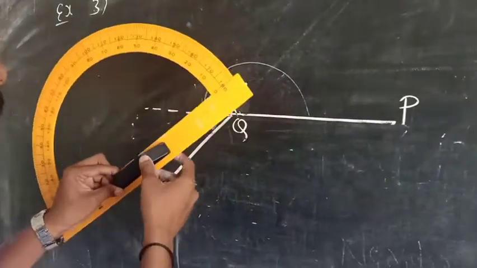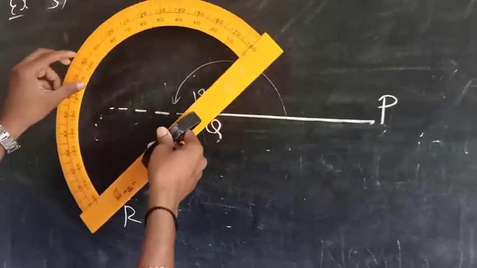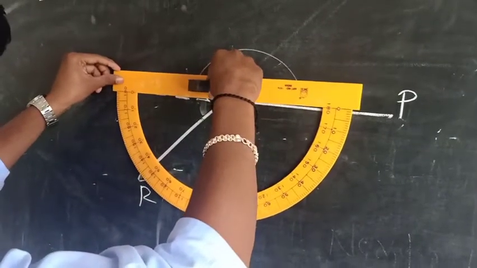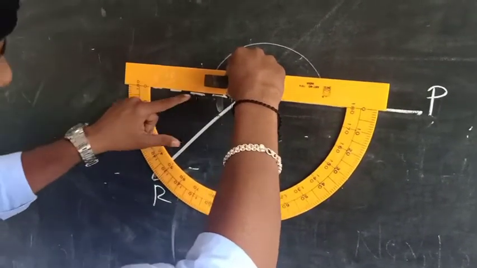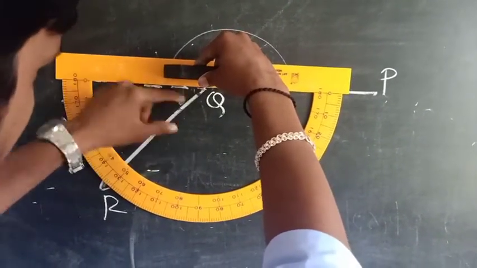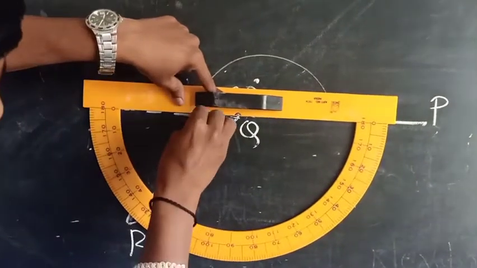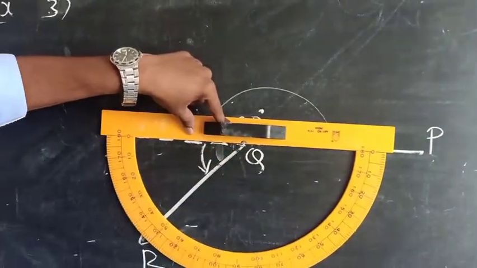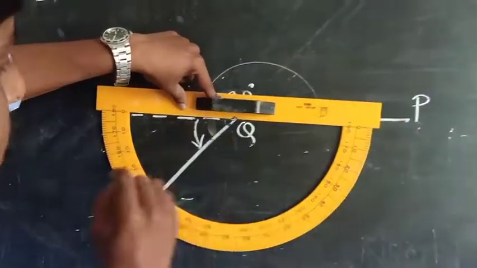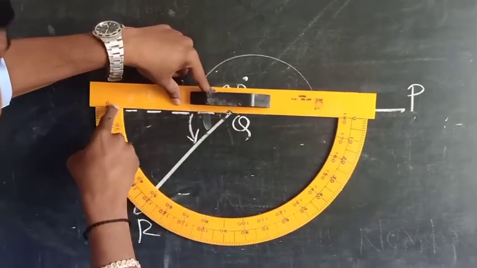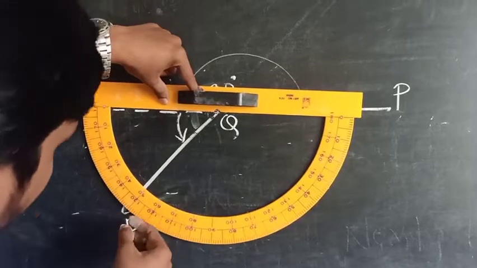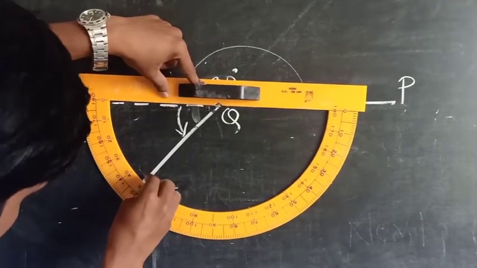So again keep this base like that. This Q, and this is the initial ray, and keep the vertex at point Q. See, observe again it moves anti-clockwise direction. So already 180 over, remaining angle. If it is anti-clockwise direction, inner scale. So here 0, 10, 20, 30, 40 and 50 is there. So not exact 50. Okay, 50 is there.